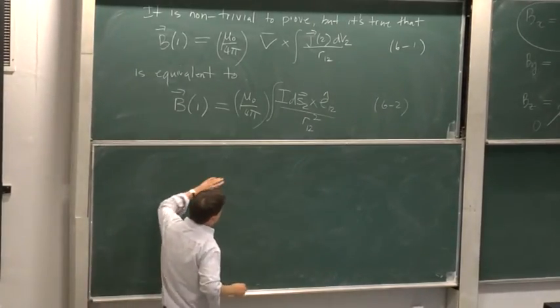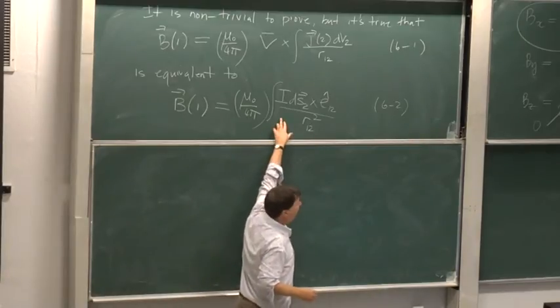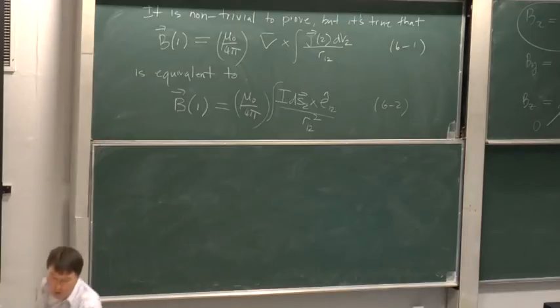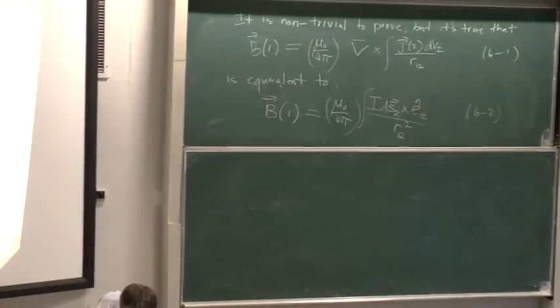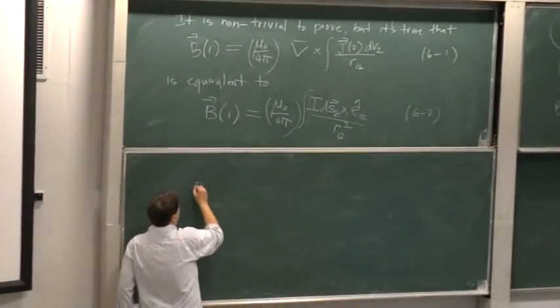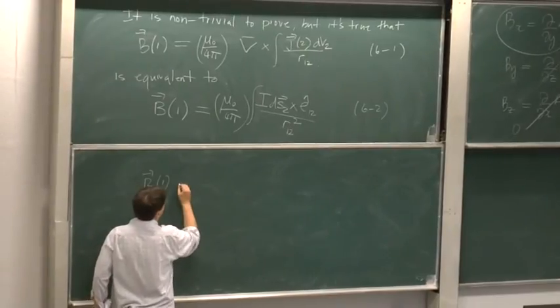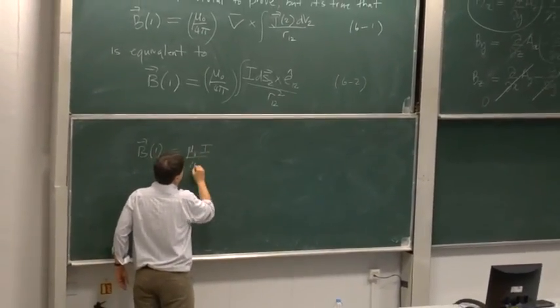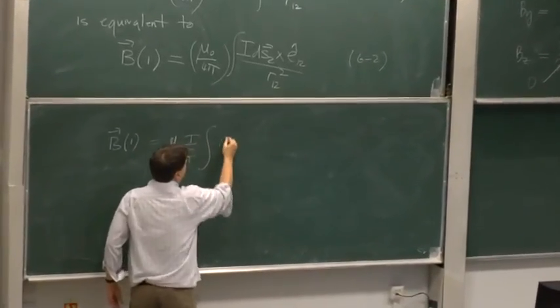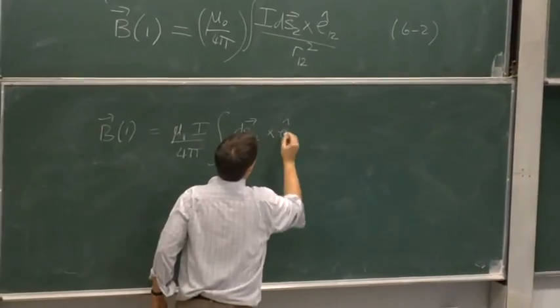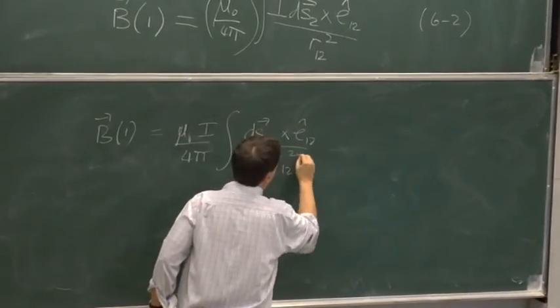Well, obviously, first of all, the current is just constant round the loop. The same scalar current I is flowing for any one of these circuit elements. So clearly, the magnetic field at point 1, where I'm doing the calculation, is going to be given by this integral, ds2 cross e12 over r12 squared.